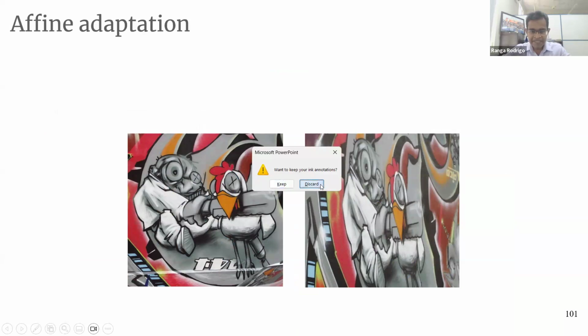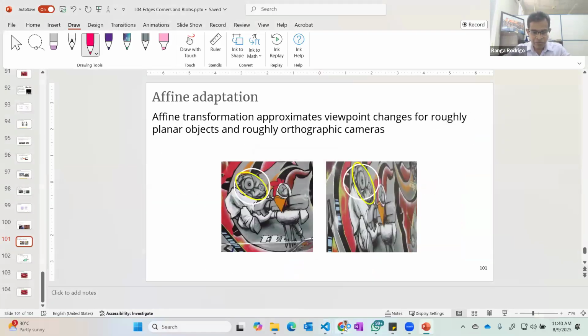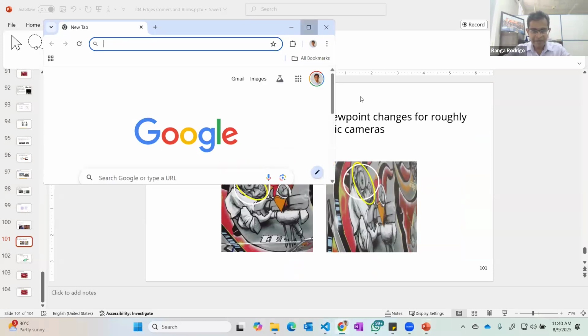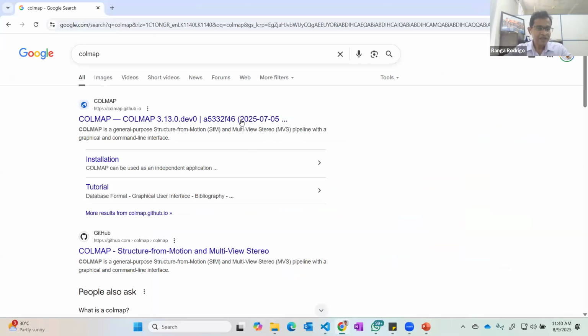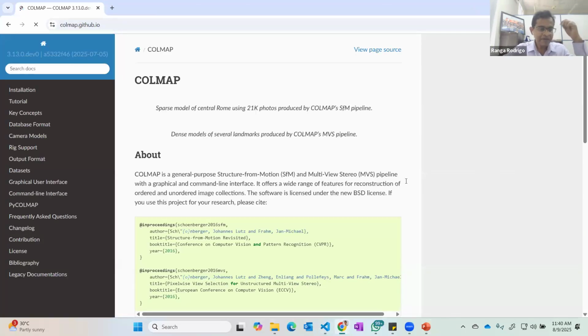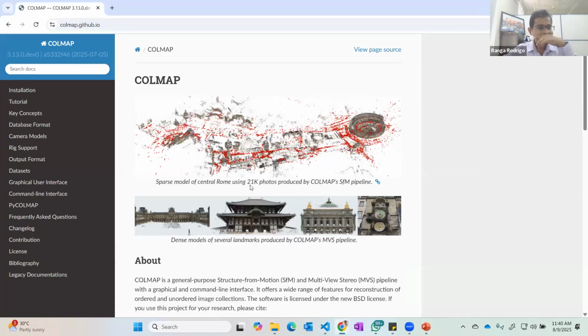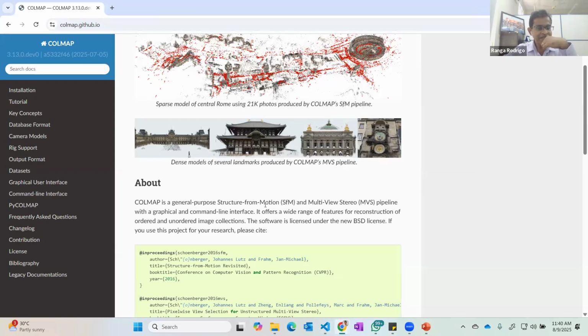Two deep learning based ones are there. One is called COLMAP. COLMAP is a general purpose structure from motion pipeline with graphical and command line interface. It offers a wide range of features for reconstruction of ordered and unordered image collections.